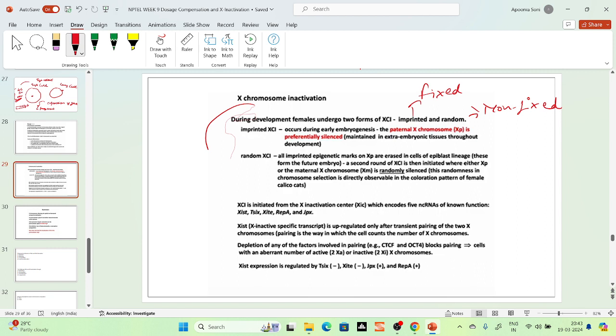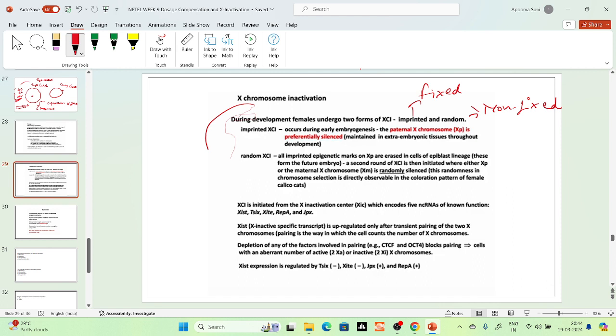How is it fixed? During the early stages of embryogenesis, it is fixed that only the paternal X chromosome is going to be silenced up till certain stages. Always remember, this is only during the early stages of embryogenesis. It is not for the complete offspring formation. Only up till some stage before the epiblast stage does this take place. After that, it is random, so we know that any of the X chromosomes can be silenced.